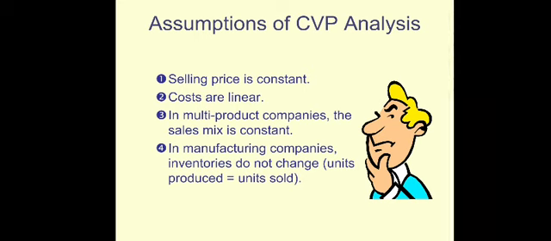And number 4, in this topic, we assume that in manufacturing companies, inventories do not change. Units produced equal units sold. When we do all the calculation, we assume that if you produce 500 bikes, you sell all the bikes. But in a real situation, if you produce 500 units of product, maybe you cannot sell all. But in this calculation, we assume that if you produce 500 units, you will sell everything.